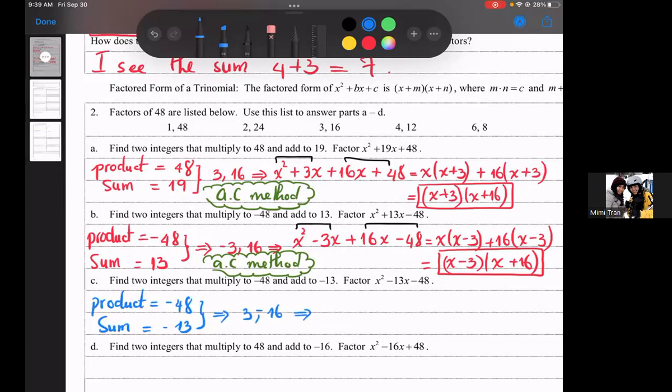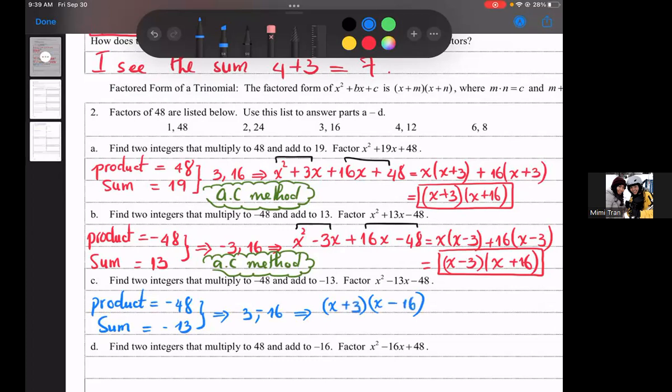And then what I'm going to tell you next is this. Because it's a trinomial, your result should be two binomials multiplied together. So you're going to have two sets of parentheses, and you're going to have x here and x here. Why? Because x times x is x squared. Your job is to find this constant. Positive 3, so plus 3. Minus 16. Done.